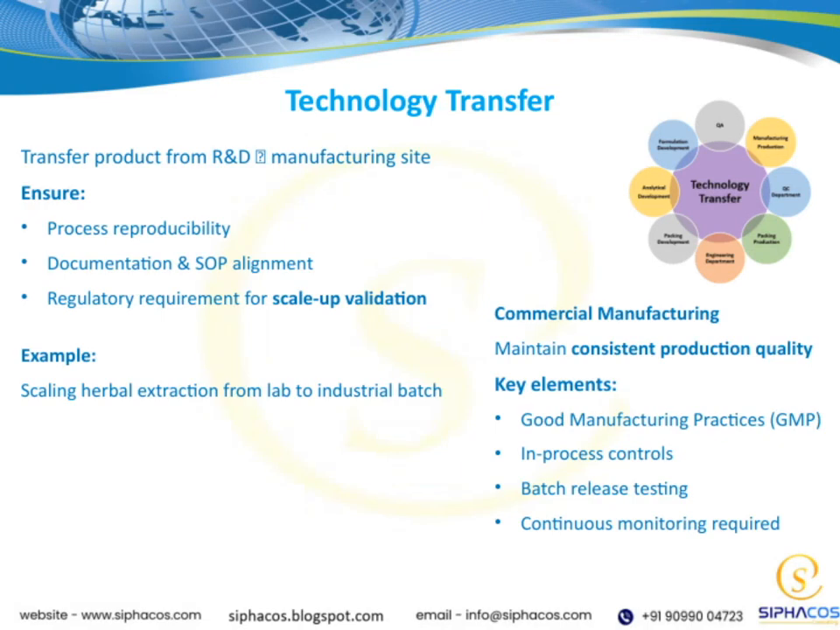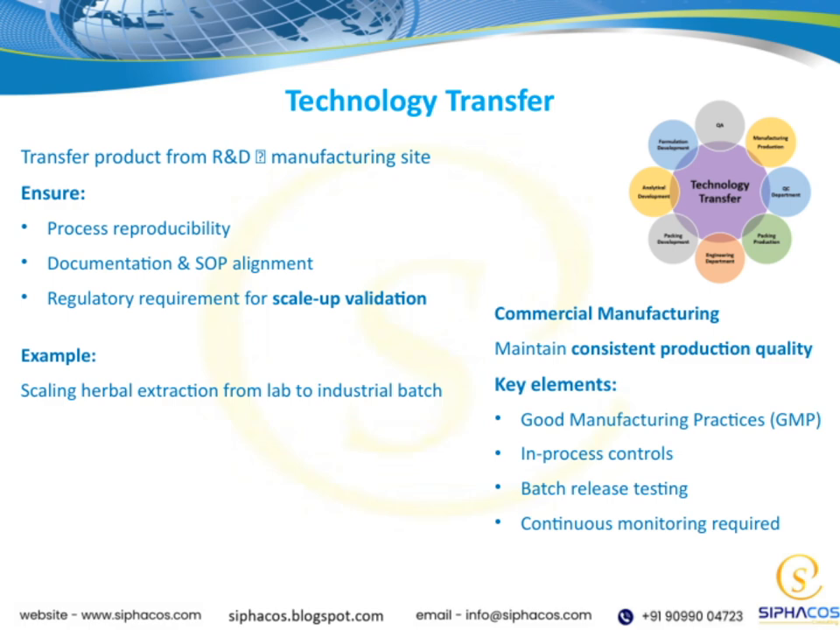Maintaining consistent production quality is essential to ensure that every batch meets our standards and regulatory requirements. To achieve this, we rely on several key elements. First, good manufacturing practices, or GMP, which provide the foundation for quality and safety throughout the manufacturing process.